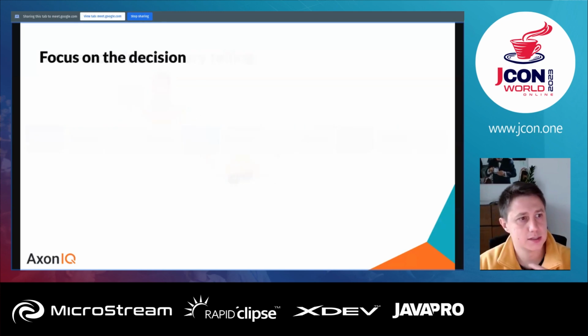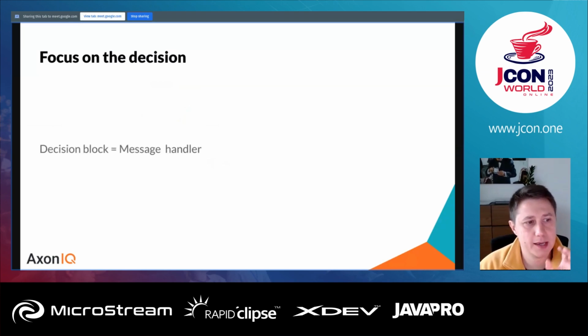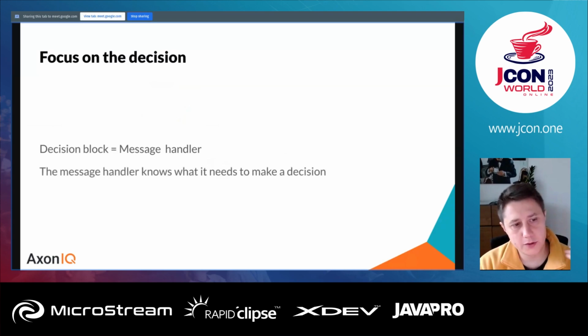So let's see what this is going to change, basically. We are going to focus on the decision. In this situation, the decision block is our message handler, could be a command handler or event handler, really depends on the use case. Now, the message handler knows exactly what it needs to make the decision. So it will go and search for a specific information in the system. It knows where to look.